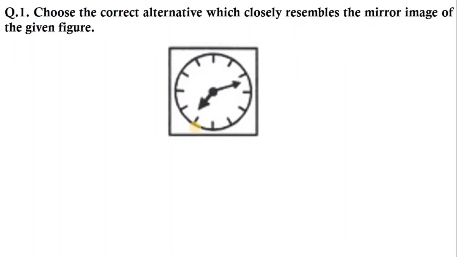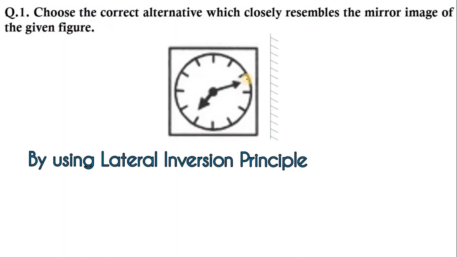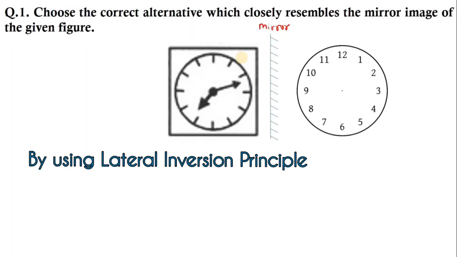Choose the correct alternative which closely resembles the mirror image of the given figure. So this is the given figure, and we have to find the mirror image when we place the mirror at the side. So this is our mirror. When we place this mirror at the side, we are going to see how the reflected view will be seen in the mirror. So this is our clock. Now you can see this is the hour hand and this is the minute hand. How does it reflect?